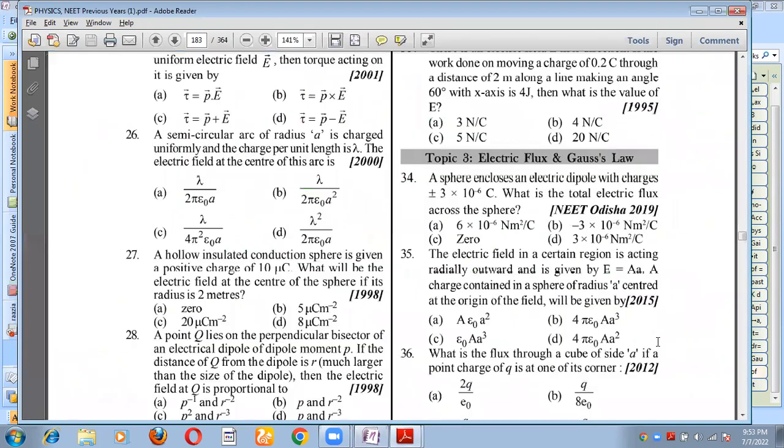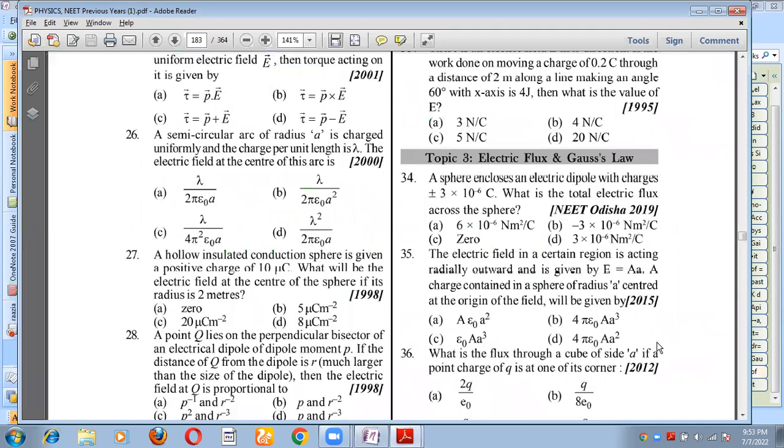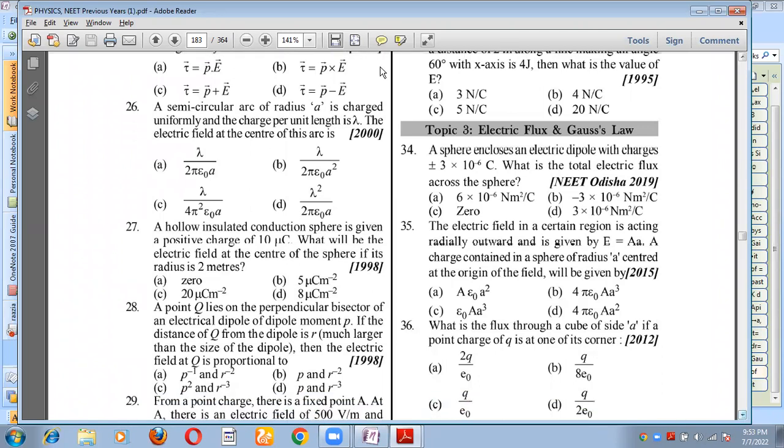So let us see what is the correct answer. 4 pi epsilon naught A, Q by 4 pi epsilon naught A. I think B is the correct answer, right? All right. Anyone having any doubt? Nabil, Akshay, Krishna. No, sir. Okay. Samaira, anyone having any doubt, please.